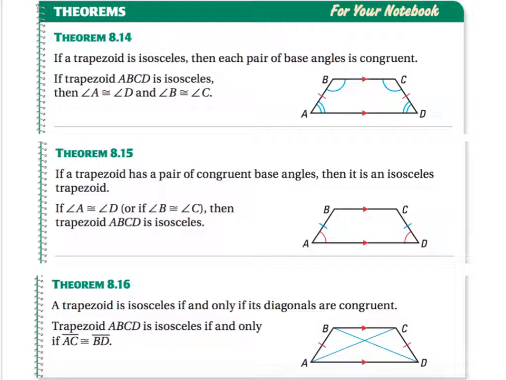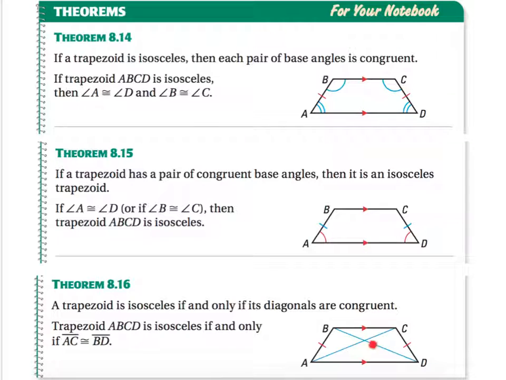Theorem 8.15, if a trapezoid has a pair of congruent base angles, so like here, we see we have one pair of parallel sides and one pair of base angles that are congruent, then you can assume that the trapezoid is isosceles. So as long as you have one pair of base angles congruent, you can assume that the trapezoid itself is isosceles. And theorem 8.16, a trapezoid is isosceles if and only if. So remember, if and only if means I can read this forwards and backwards and they both would be true. So again, a trapezoid is isosceles if and only if its diagonals are congruent.